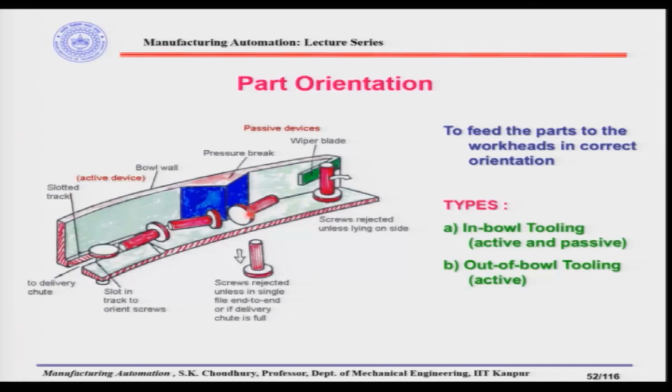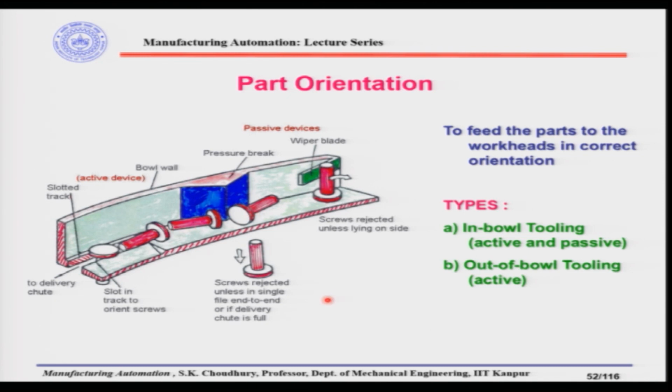Now, the parts which are coming in this orientation, that is with the head ahead or with the shank ahead, like shown here, will be allowed to pass through the wiper blade, because the space between the wiper blade and the track is sufficient for the head to pass through, but it is not sufficient for the whole length of the part to pass through. So, therefore, the parts with this kind of orientation, with the head ahead or with the shank ahead, will only go through.